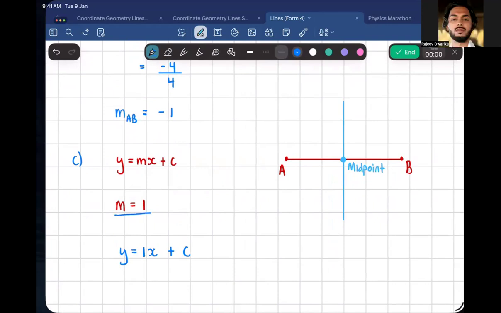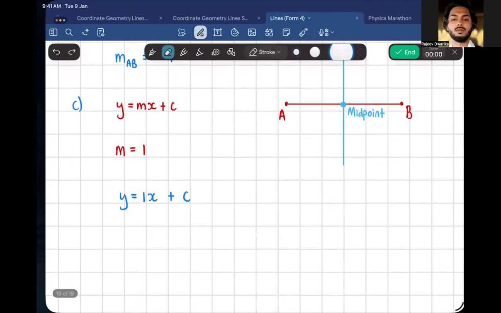Because we know that the gradient is 1. So I just made that substitution. What am I missing? The y and the x and the c. Okay. The y and the x, we usually leave as is, right? To find the equation of a line, you need the gradient and the y-intercept. So you need m and c. So far, we found m. What's the other thing we need to find? The c, the y-intercept. Correct.